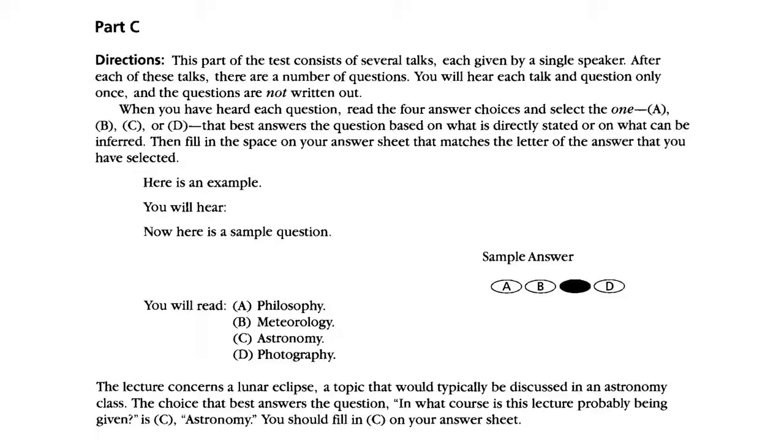The lecture concerns a lunar eclipse, a topic that would typically be discussed in an astronomy class. The choice that best answers the question, in what course is this lecture probably being given, is C, astronomy. You should fill in C on your answer sheet.